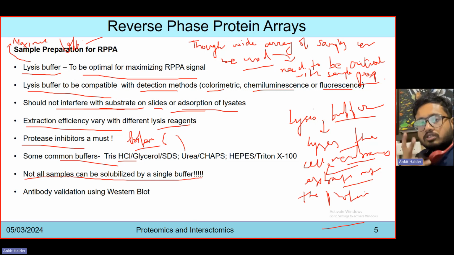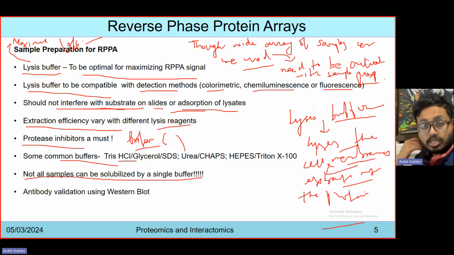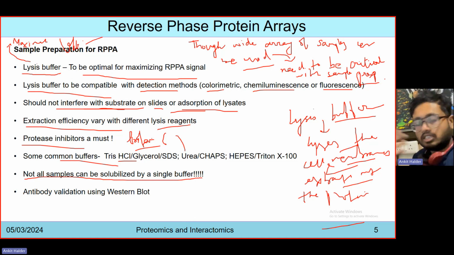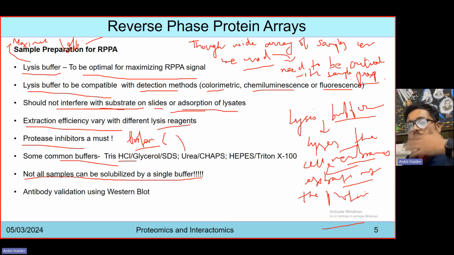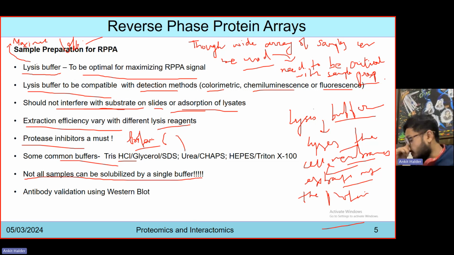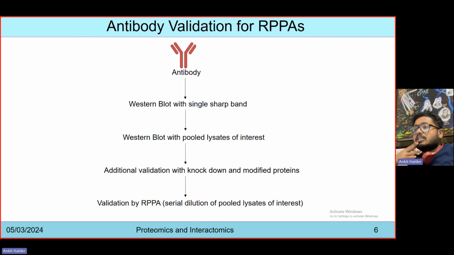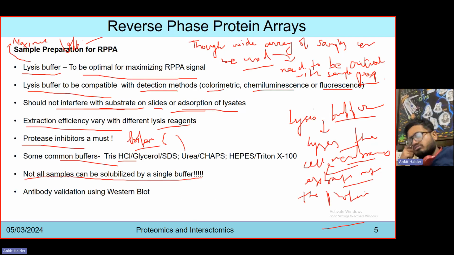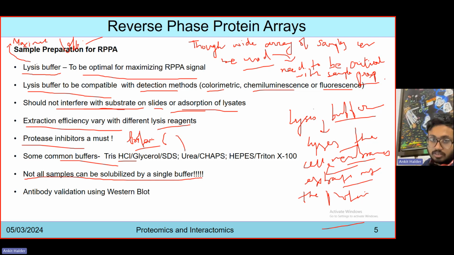Second, the most important thing in reverse phase protein array is for the antibodies to pick those robust proteins and take them forward for further analysis. Now, what we are telling is antibody validation using Western blot. So all those antibodies are validated using Western blot. So what is the meaning of antibody validation using Western blot?